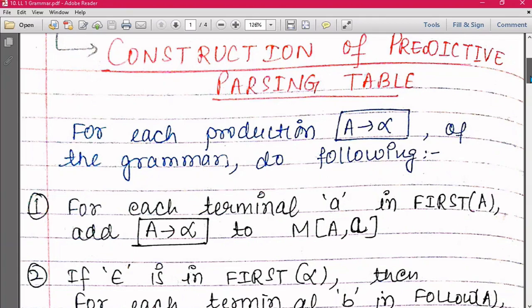Hello everyone. In this lecture, we will discuss LL1 grammar. But before that, let's do one example and then come back to the algorithm.